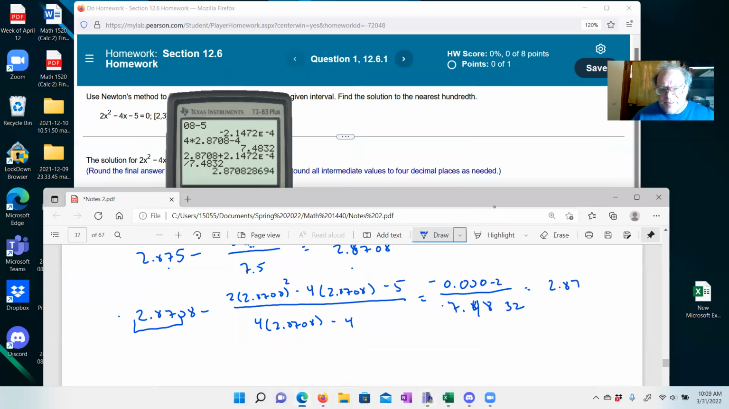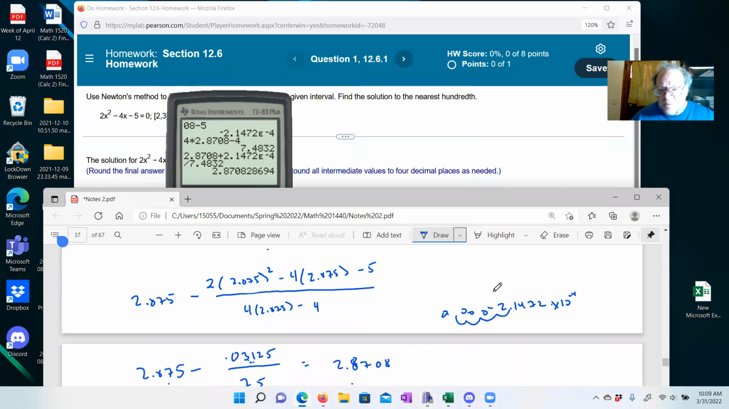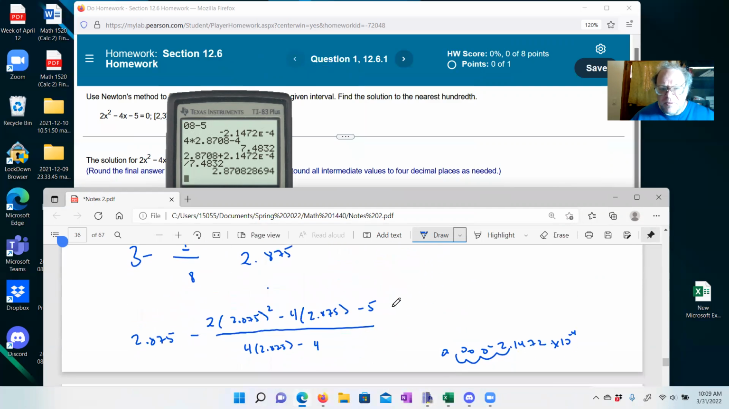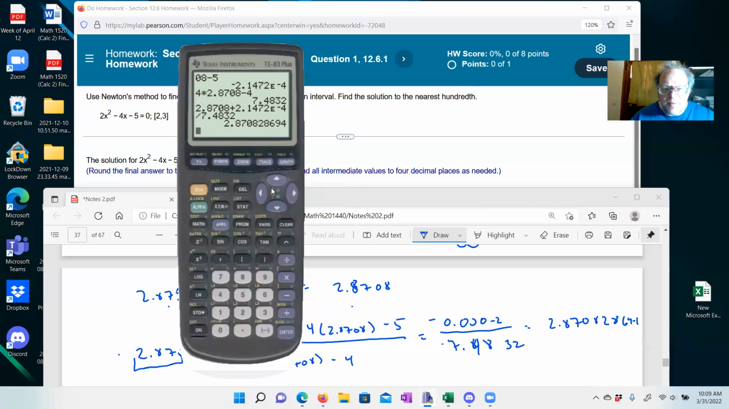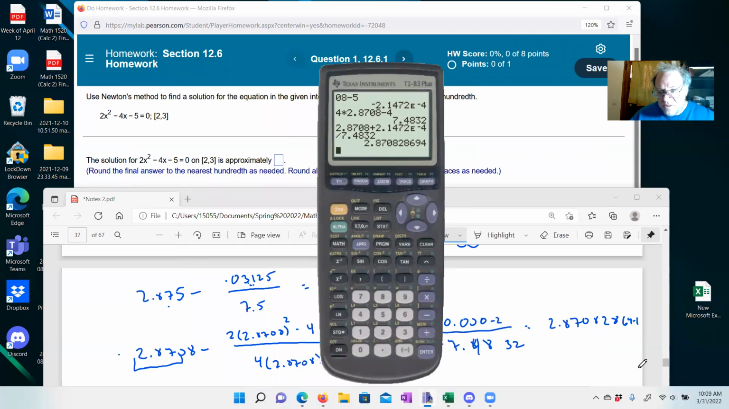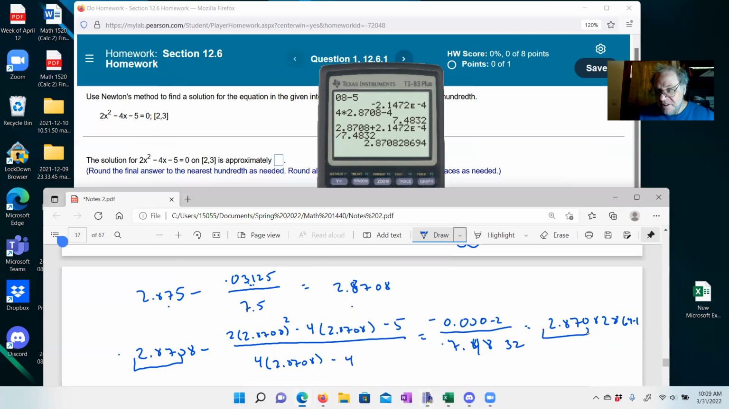Then this is our new answer. 2.8708, and then 28694. I don't know if I typed down the whole thing here. But you can see how close these numbers are. It changed down here somewhere, so way beyond the tolerance of what they asked for. If they just wanted the 2 decimal places, we were done. 2.87, that's all they wanted.